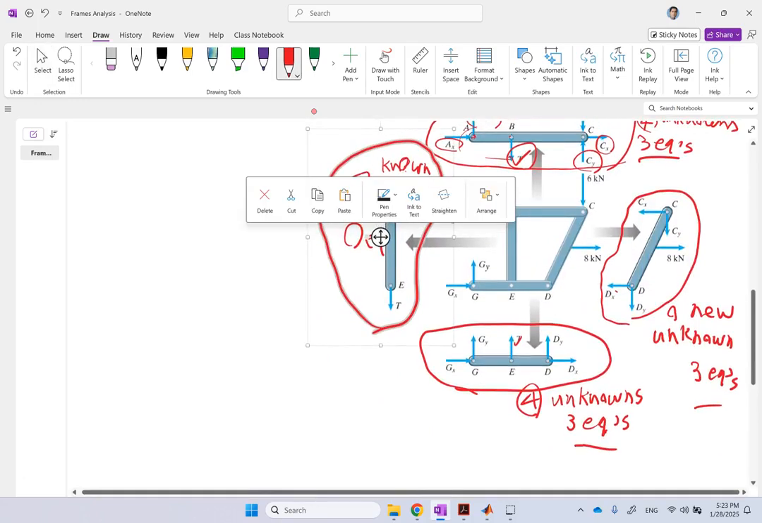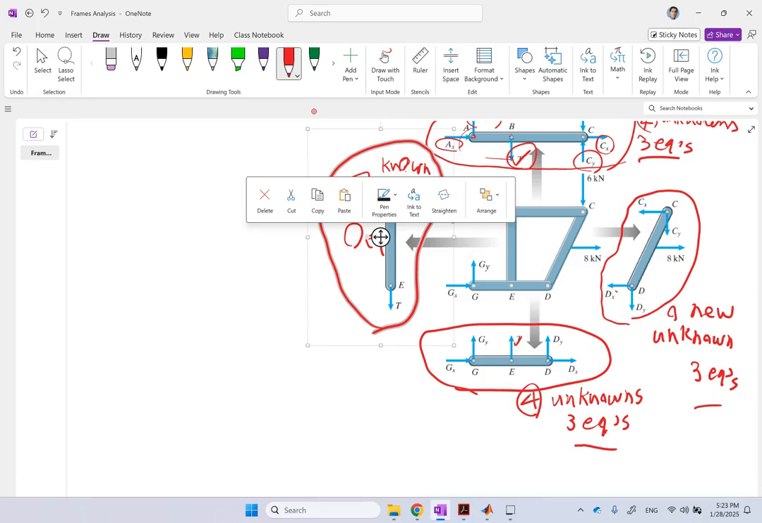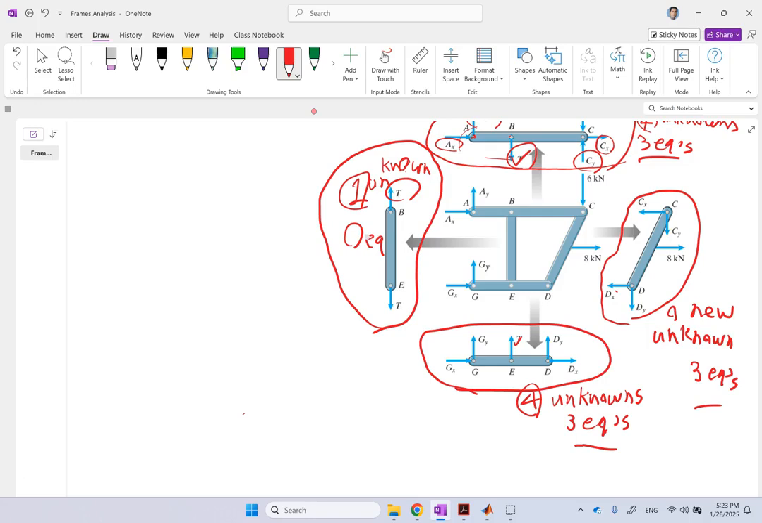If you look at this one, there is a similar scenario. Okay, take moment about C or D. There are 2 unknowns. Take sum Fx, take sum Fy. There are 2 unknowns. And exactly similar to this. So if you use any of these equations, there will be no single equation that has only 1 unknown in it. All of them have more than 1 unknown, so you have to solve all of them at the same time. And you cannot do elimination or anything. You have to write it in a matrix format and solve it.